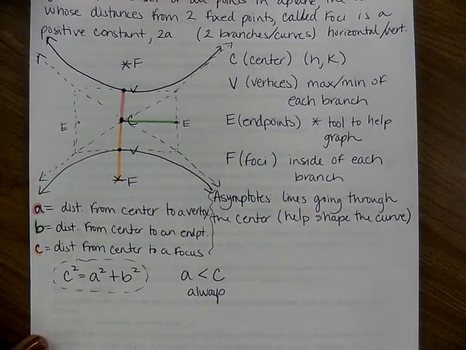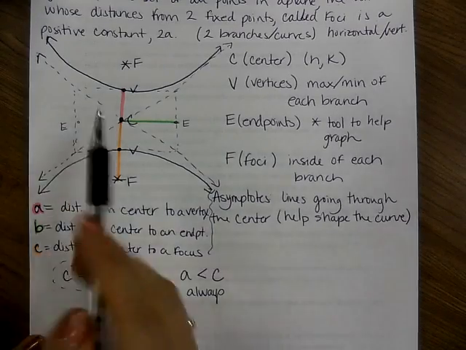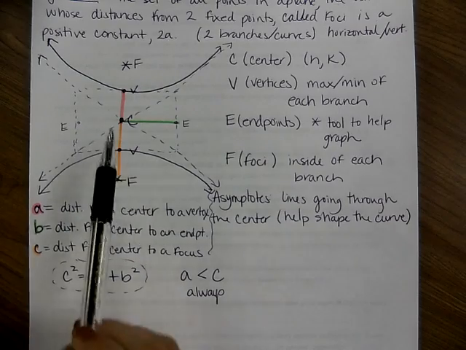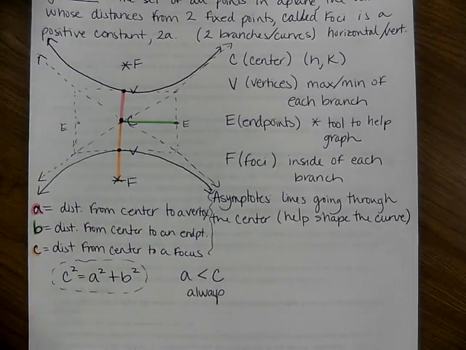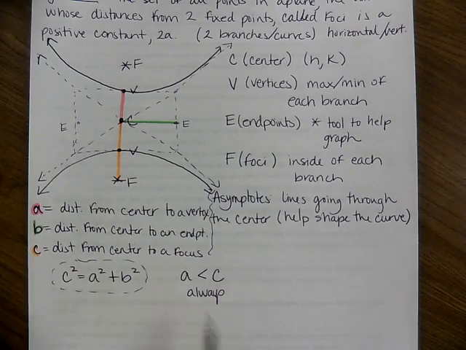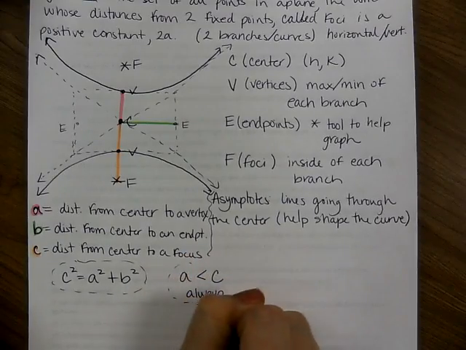Now think about why. A is the distance from the center to a vertex, and the focus is inside of the branch. Isn't the focus going to be farther away from the center if it's on the inside? So that makes sense. Visually, you can remember that. This is another rule you have to remember.